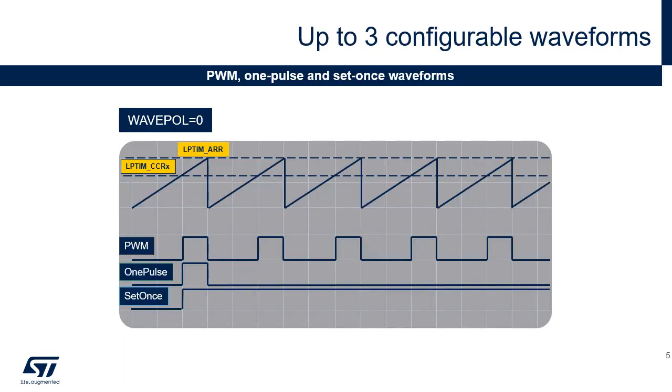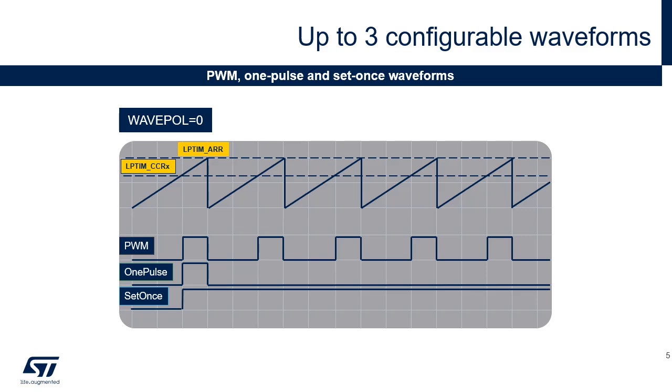The LPTIM CCRX and LPTIM ARR registers, in conjunction with the bit fields WAVE from the LPTIM CFGR register and SINGLE START from the LPTIM CR register, are used to control the output waveform. The output waveform is either a typical PWM signal with its period and duty cycle controlled by the LPTIM ARR and LPTIM CCRX registers respectively, or it's a single pulse with the last output state defined by the configured waveform. If the last output state is the same as the one at the waveform's beginning, then one-pulse mode is configured. Otherwise, set-once mode is configured.